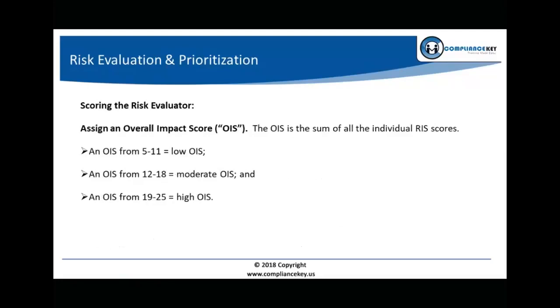And then from there, what you're going to come up with is your overall impact score. That's basically just going to be the sum of all those individual scores that we just went through. And then you would also set up some type of scaling, where 5 to 11 is a low overall impact score, 12 to 18 is a moderate, and 19 to 25 is a high.